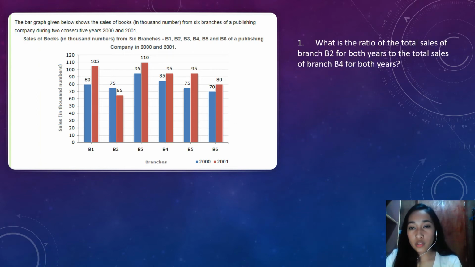So, first question: what is the ratio of the total sales of branch 2 for both years to the total sales of branch 4 for both years? Here are the choices: 2:3, 3:5, 4:5, or 7:9. The answer is option D.